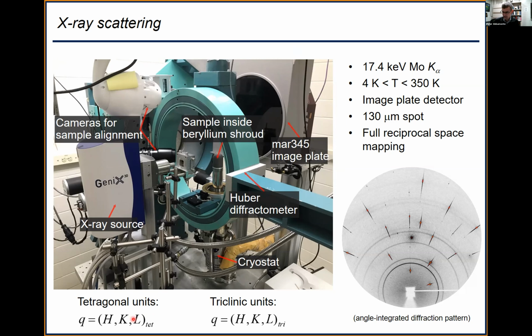Before I get into the details, I want to point out a subtlety. In scattering, one always specifies momenta in terms of Miller indices, HKL. There are two different sets of Miller indices, depending upon whether you're in the tetragonal phase at high temperature or the triclinic phase at low temperature. So it's crucial to index everything in the unit cell of the phase where it exists. I'm going to put a little subscript next to every HKL that says which crystal system we're indexing. If you see tetragonal, that means the H, K and L correspond to the tetragonal unit cell, and triclinic is the triclinic unit cell.